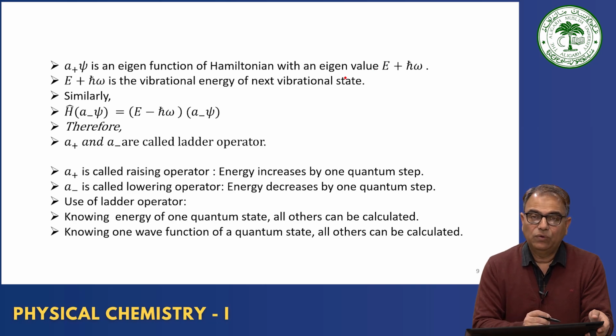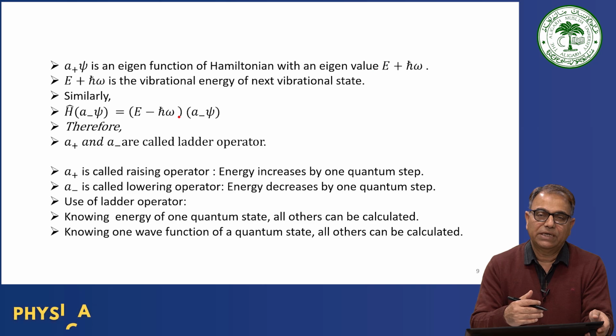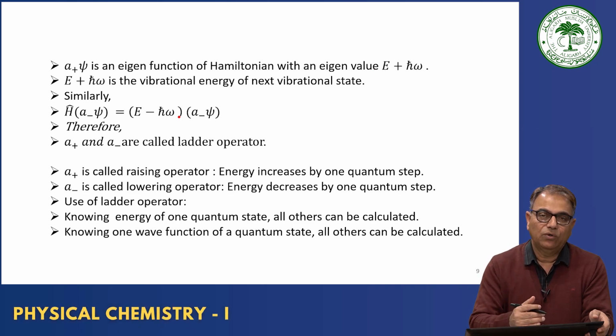Similarly, if you do this with A minus psi as the function, then you should get E minus h cross omega. So you will get one step lower energy. Using A plus psi gives you one step higher in energy, and using A minus psi gives you one step lower energy, and that is stepwise. You can go from first to second, second to third, third to fourth, and so on. So you can come down also, you can go up also.